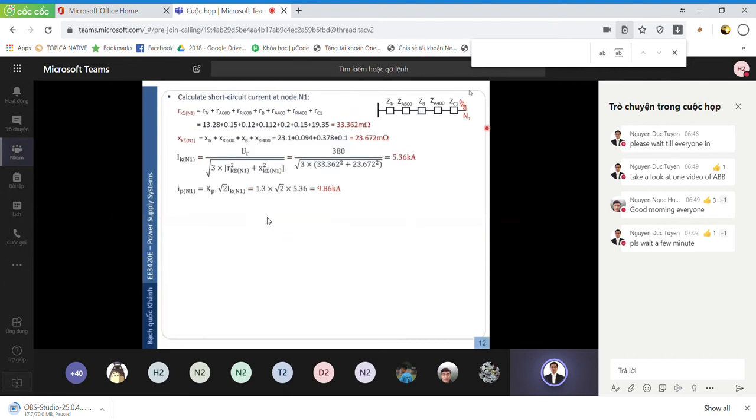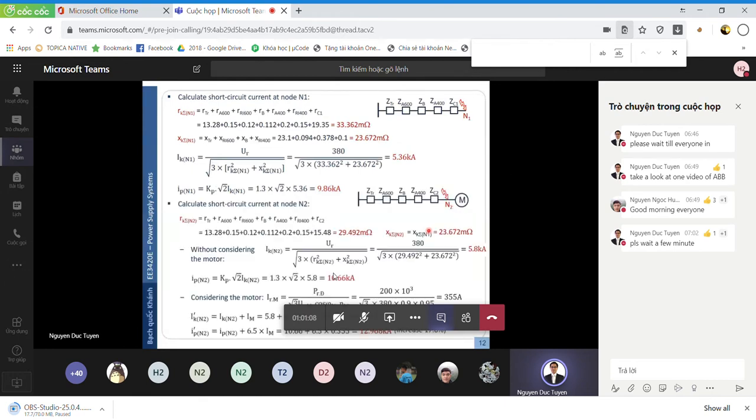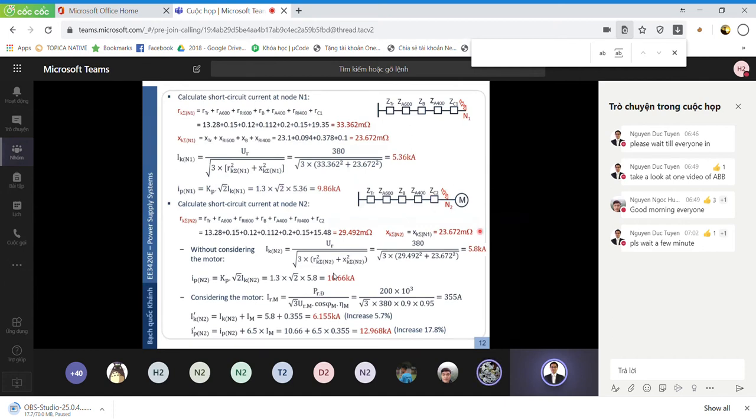Okay. Go to the next slide. And then we go to the second step. It can create a short circuit current at L1.